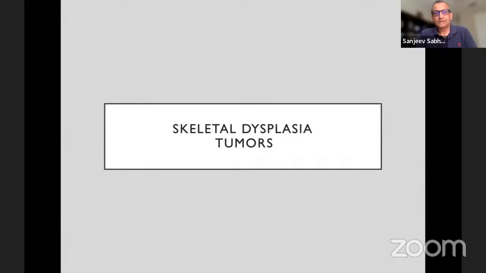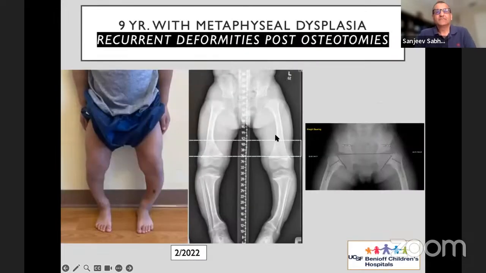Maybe I'll just do one or two skeletal dysplasia cases and then we'll stop. This is a patient with metaphyseal chondrodysplasia with recurrent deformities. He's had multiple osteotomies done elsewhere with some recurrence. And if you look at it, these patients with metaphyseal chondrodysplasia sometimes behave like metabolic bone disease or rickets in children, right? They've got multi-apical deformities every place, hip, knee, ankle.